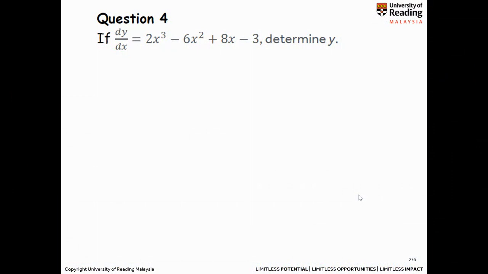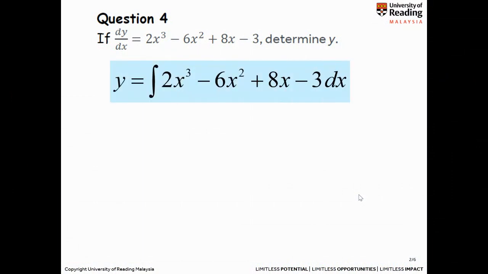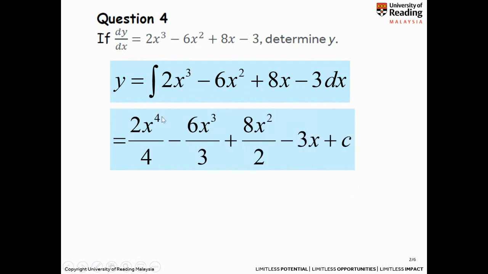So this is an expression consisting of 4 terms. When you integrate, you integrate term by term. The first term is x to the power 3. When you integrate, 3 plus 1, you get power 4, then you divide by 4. The next term is x squared. So 2 plus 1, you get 3, then you divide by 3.